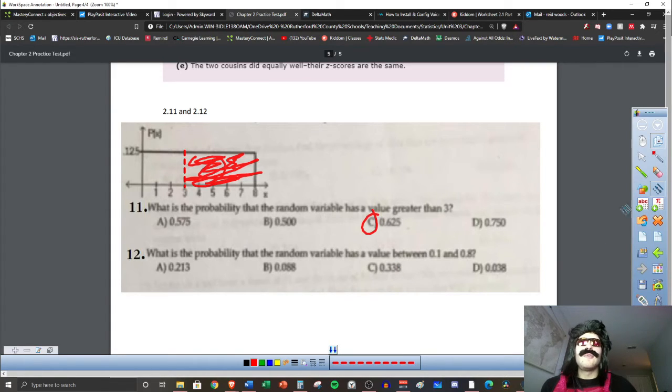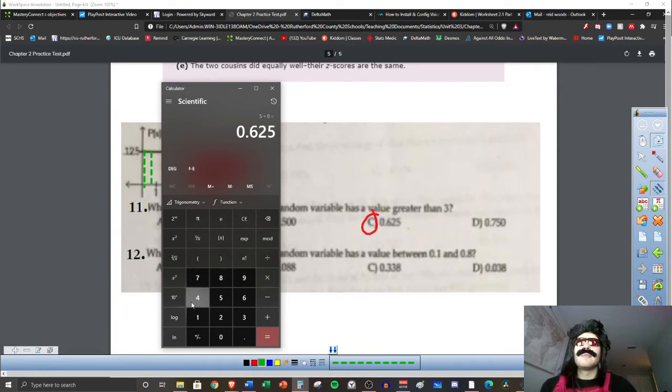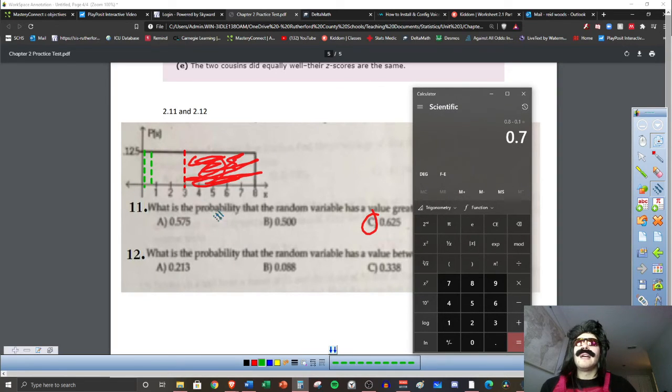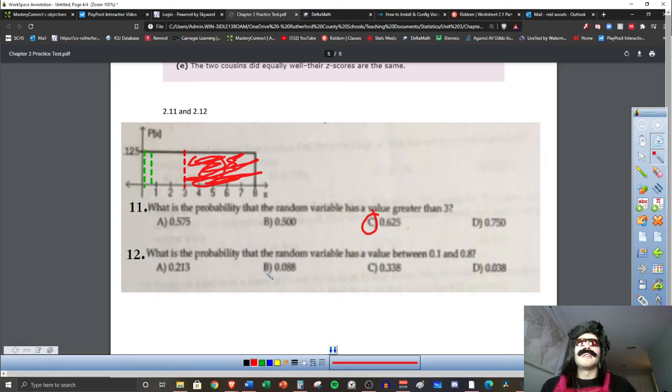Then it wants the interval between 0.1 and 0.8. So 0.1 is way over here, and then 0.8 is down a little bit. So it's between these two green lines. But we're going to do the exact same thing. We want the interval width, so from 0.8 to 0.1, so 0.8 minus 0.1 is 0.7. So that's the width between the green lines, and then we're just going to divide that by the range. Divided by 8, so 0.0875, and I believe we're going to round that up to get our answer, which is B.